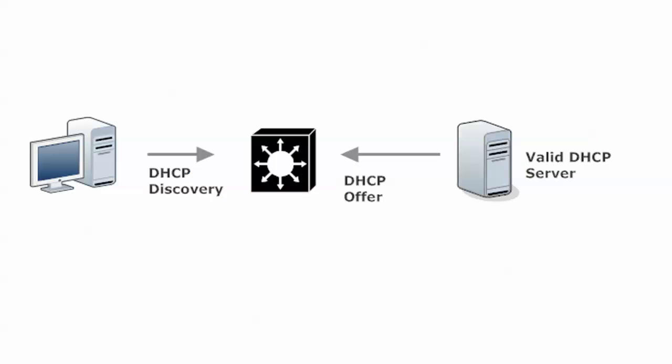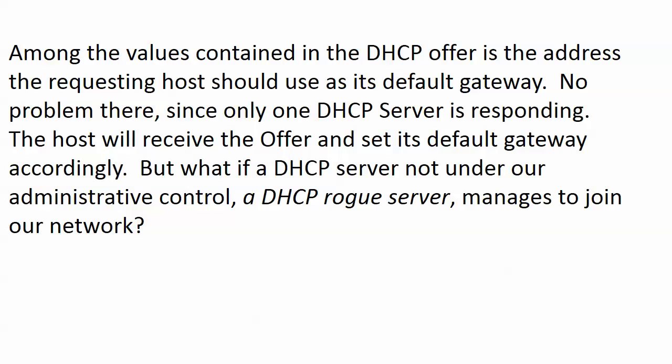The multi-layer switch forwards that to the host. Host looks at it, says looks good to me, and we go from there. Now, among the values in that offer is the default gateway. Obviously an important value. No problem there, because only one DHCP server is responding in our network. Host gets the offer, sets its default gateway.